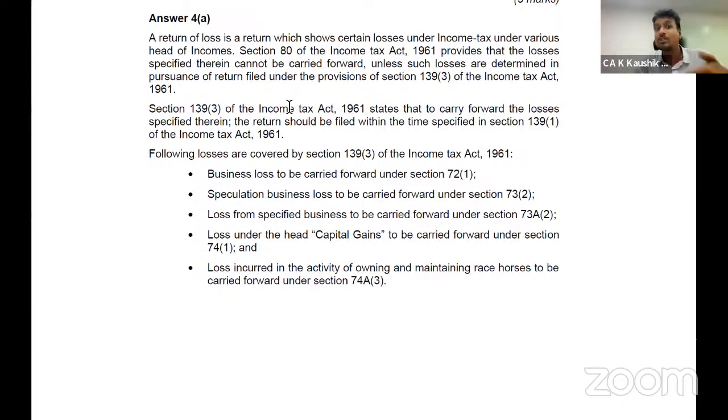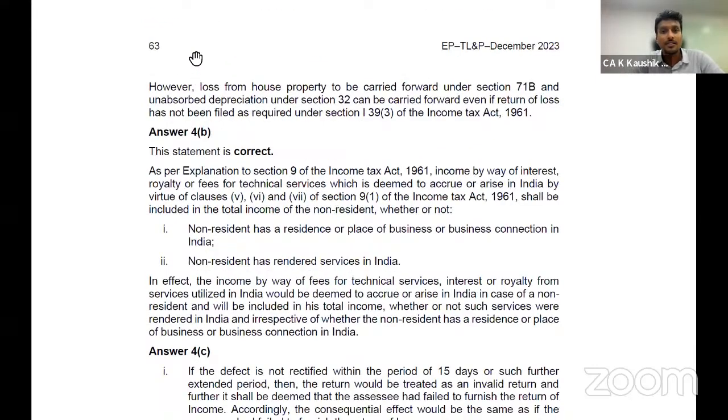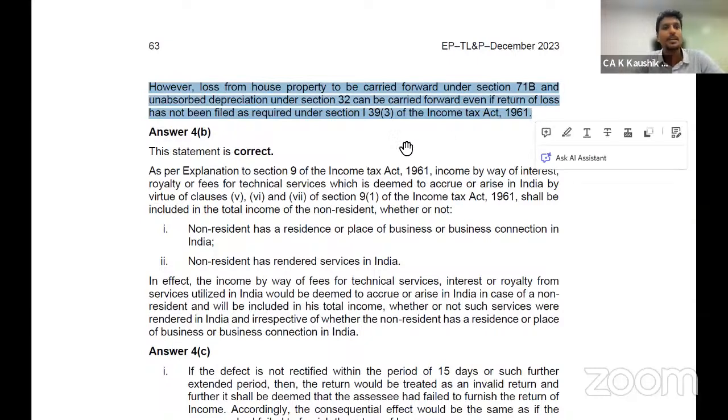Now, this is the background that you'll have to build up for 5 marks. Otherwise, your answer is only so much. I will show you here what is the answer. This is the only answer. The loss from house property to be carried forward under Section 71B and unabsorbed depreciation under Section 32 can be carried forward even if return of loss has not been filed within 139(3). The question here is only a two-liner answer.